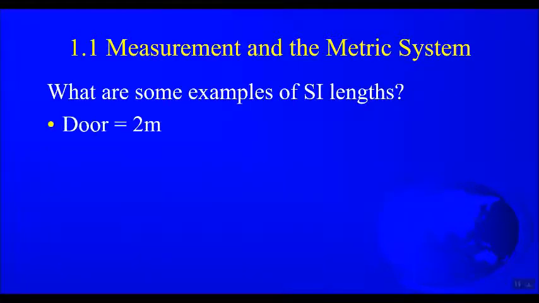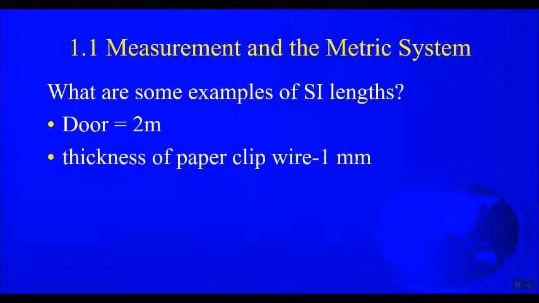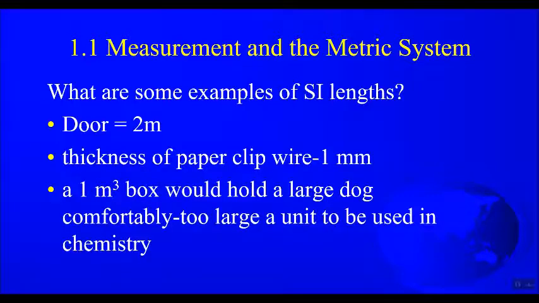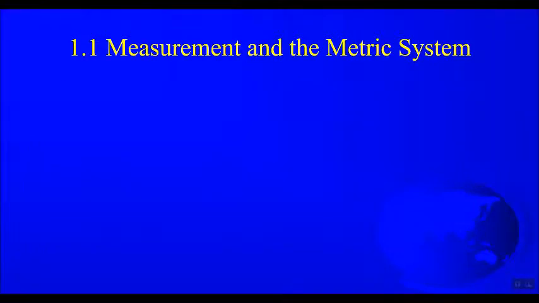What are some examples of some SI lengths? Well, a typical door will be 2 meters. Darth Vader was 2 meters tall. Roughly, it's over 6 feet. The thickness of a paper clip is only 1 millimeter, and a 1 cubic meter box would hold a large dog comfortably, but it's too large a unit to be used in chemistry. We normally do not have to deal with liquids in those amounts. So most of the time we're dealing with cubic centimeters or milliliters.